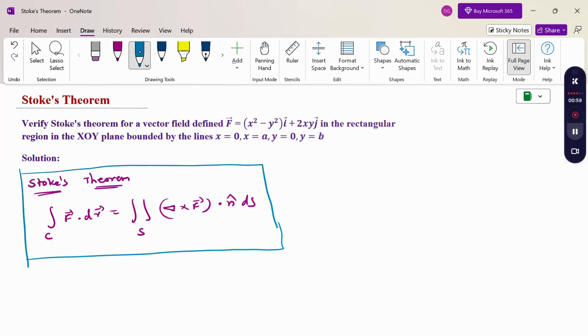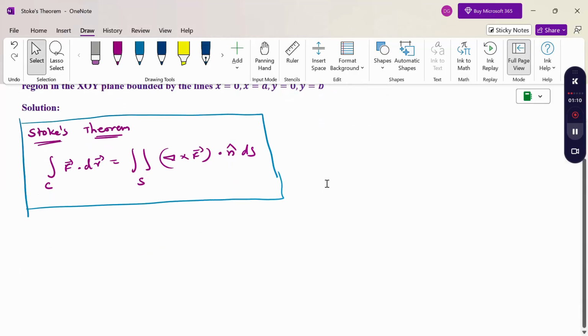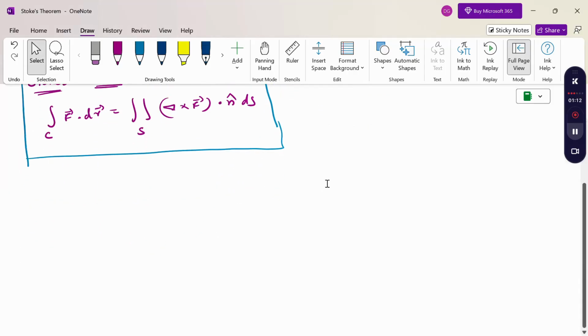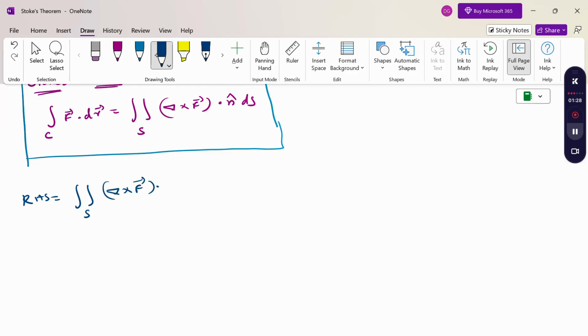Now to verify Stokes theorem is nothing but to find the left hand side and right hand side; if the two values are equal, then Stokes theorem is verified. Whether we choose right hand side or left hand side first does not matter, but now I am choosing the right hand side first. The right hand side is the double integral over the surface of del cross F vector dot n cap dS.